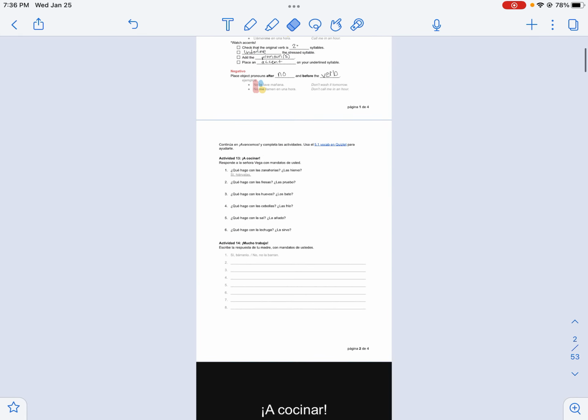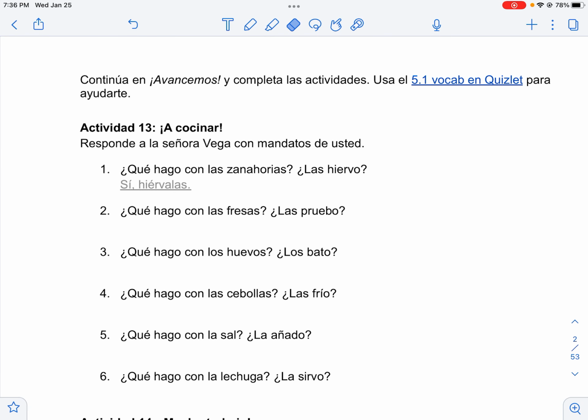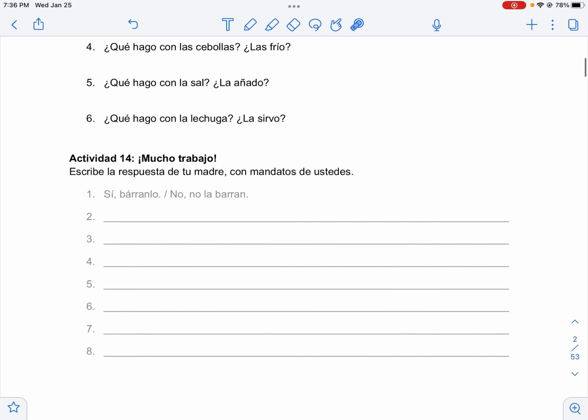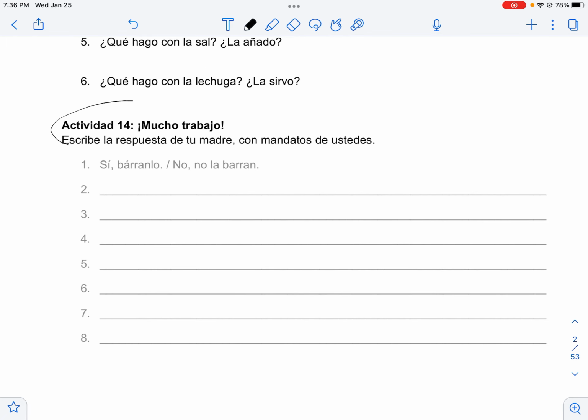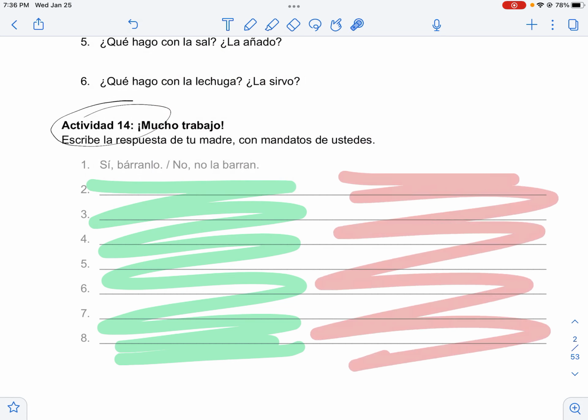Okay, moving on. So aquí estamos en Avancemos. But because my Apple Pencil is broken, instead of writing these, I have them typed already. So pay attention to the presentation as we go, and then you can fill in your answers here and here. As a heads up, in activity 14, we're going to be doing affirmatives and negatives. So split your answers, afirmativos aquí y los negativos aquí, because you will be writing each of them twice.